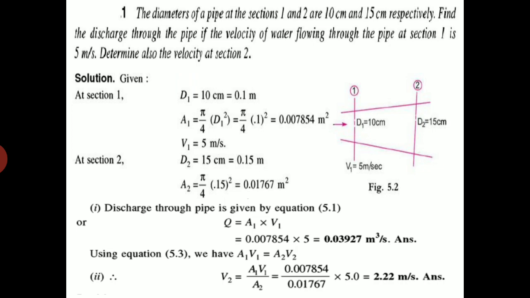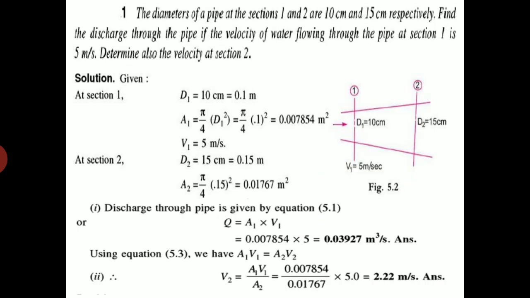So a tapering pipe is given to us. The diameter at section 1 and the diameter at section 2 are given. They are varying diameters. Diameter at section 1 is 10 centimeter and diameter at section 2 is 15 centimeter. What needs to be found in this numerical? We need to calculate the discharge through this pipe.